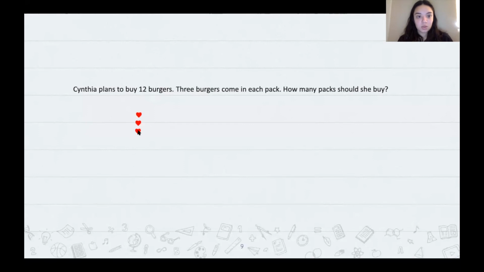1, 2, 3. 1, 2, 3. So now we have 6. 1, 2, 3. Now we have 9. 1, 2, 3. Now we have 12. So if I have 12 burgers, that's my total. I'm going to underline it so we know that's my total. I divide it by the number in each pack. So there are 3 in each pack.